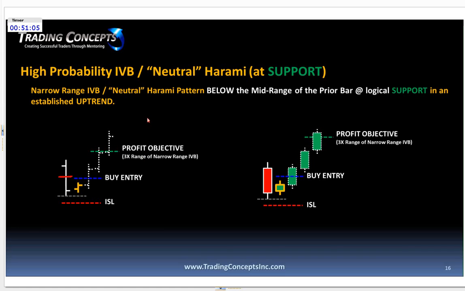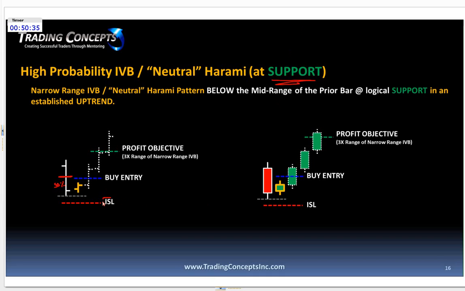Which is very powerful. The smaller the range of that inside pattern, usually the more powerful the move is, okay? And especially when you're buying the market in an established uptrend into a logical support level, and it's in the bottom 50% of the prior price bar's range like it is here. Once that market pops up through the high of that inside pattern, I love those trades. I'll take them all day long, okay?